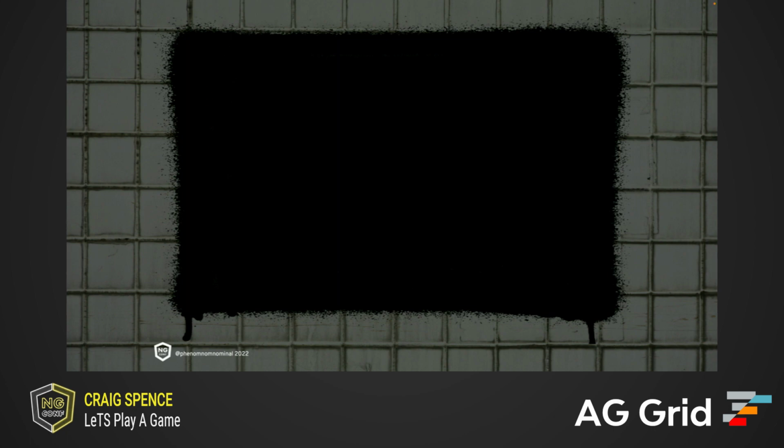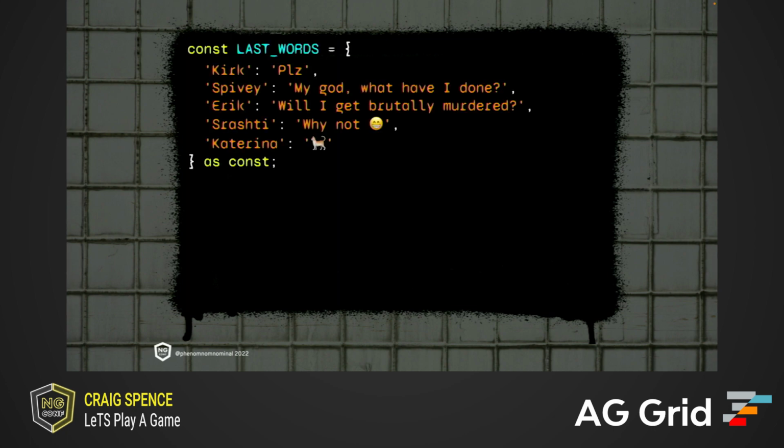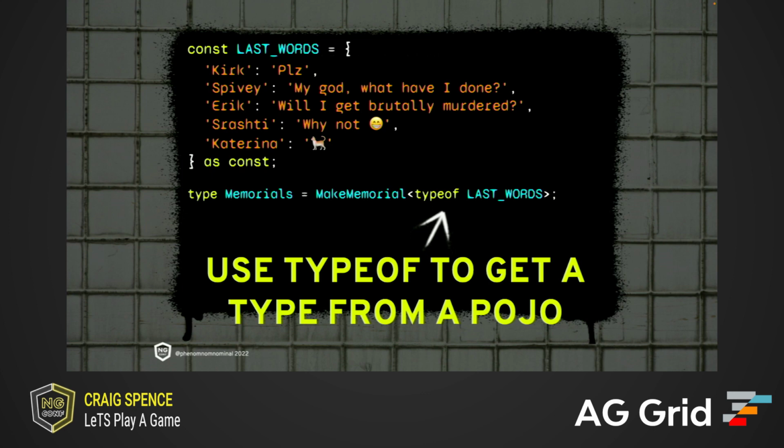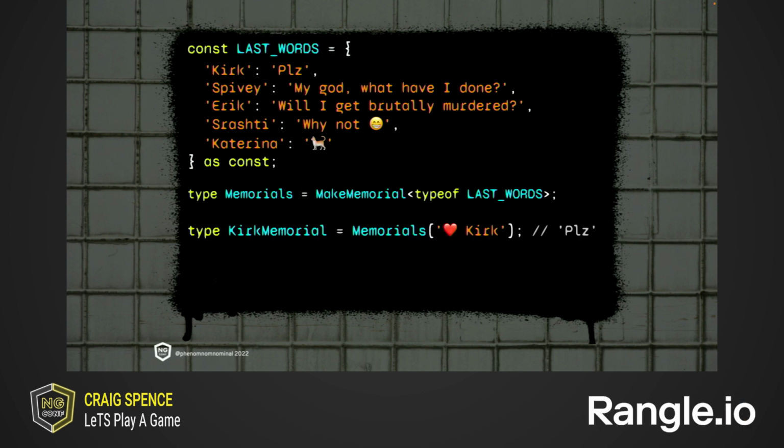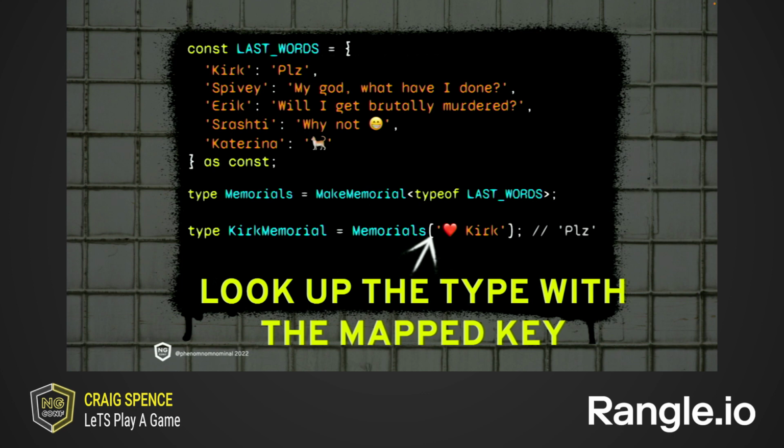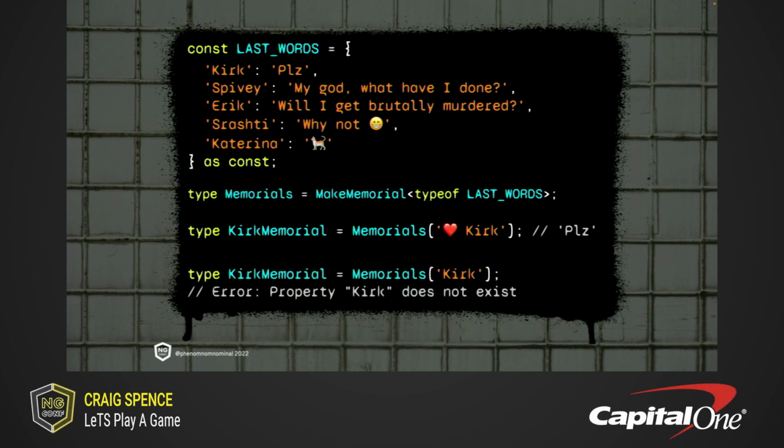If we start from a regular JavaScript object mapping names to strings, we can ask the compiler for the type of that using typeof, and then pass that to our make memorial mapped type. By adding as const, we tell TypeScript that we just want these specific string values rather than a generic string-to-string mapping. We can then look at the mapped property name with the heart emoji and get back the string type of the property. If we try and use the old property name, we'll get a type checking error because the old key doesn't exist on the new type.